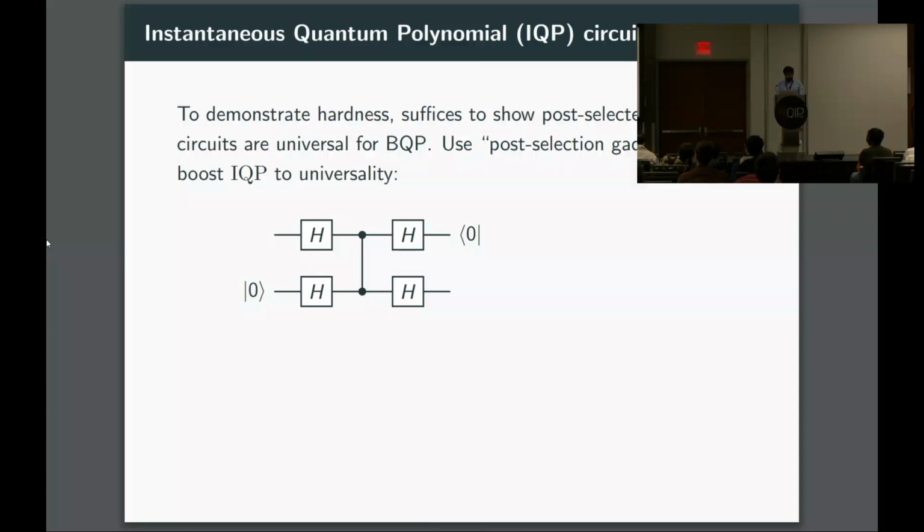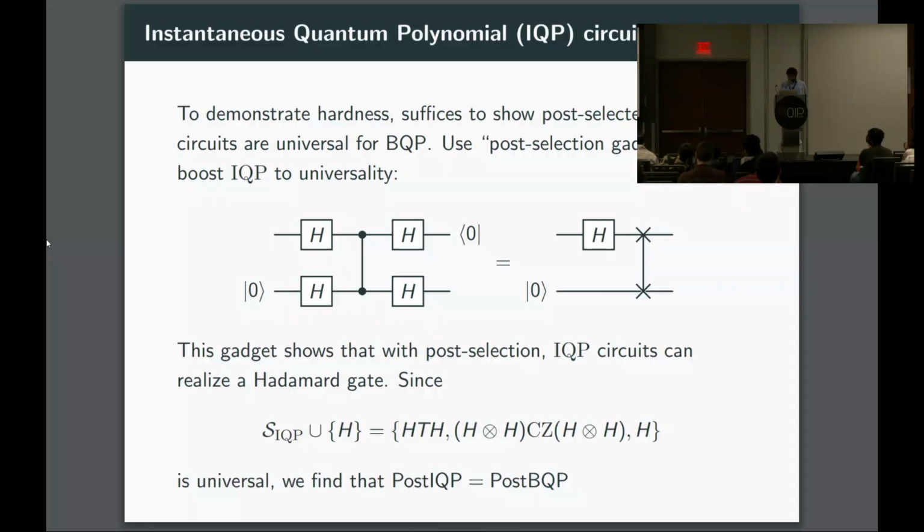And it turns out if you just do the math, you're basically applying a Hadamard gate. Right? You're just applying a Hadamard gate on your qubits and then swapping them. And the key point here is that when you add a Hadamard gate to your original gate set defining the IQP circuits that we started out with, you get a universal gate set. So in this way, you can show that IQP circuits with post-selection become universal for BQP. And this gives you the hardness result you want.